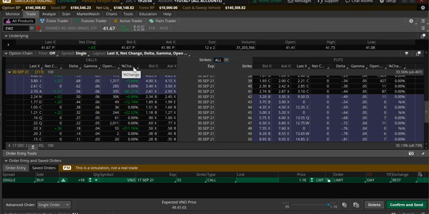This right here is a percent change, and that tells you how that option had performed in the last day. So if I were to have purchased this at the beginning of the day and sold it at the end of the day, I would be up 22% on that particular one.